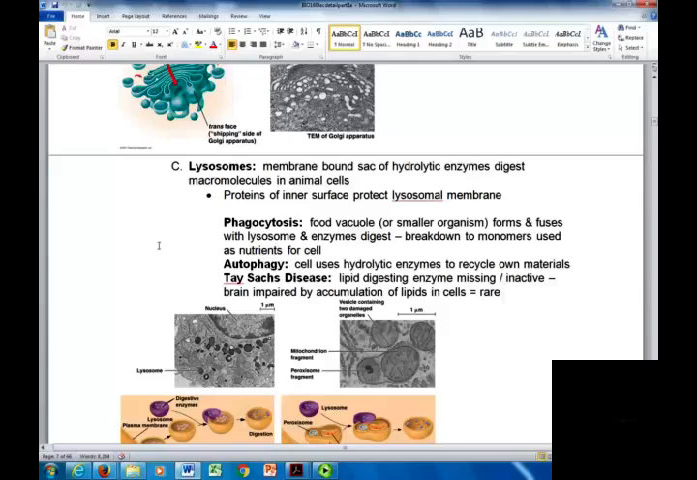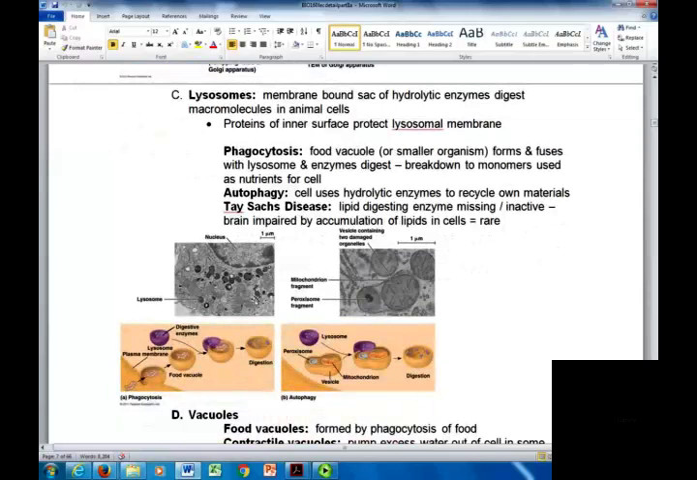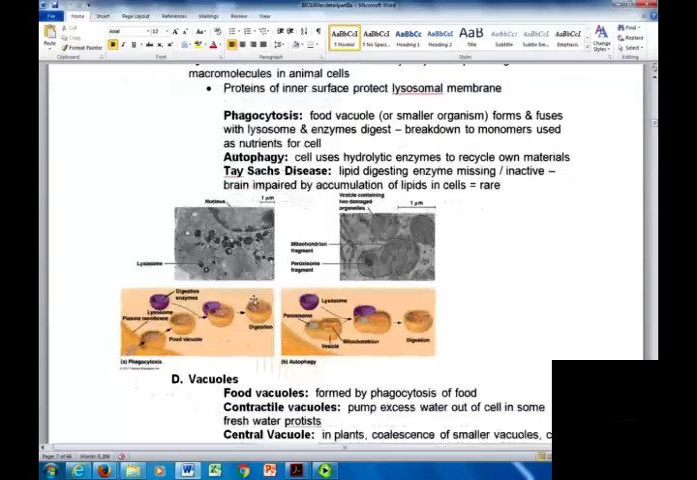With autophagy, here the cell uses hydrolytic enzymes to recycle its own material. Sometimes it does have materials that it just wants to recycle and break down. So Tay-Sachs disease, this is a lipid digesting enzyme that is missing in these individuals or inactive. What happens is this will allow lipids to accumulate in the brain, which will impair its function. It is rare, which is fortunate because it does not have a good outcome. It's generally fatal.